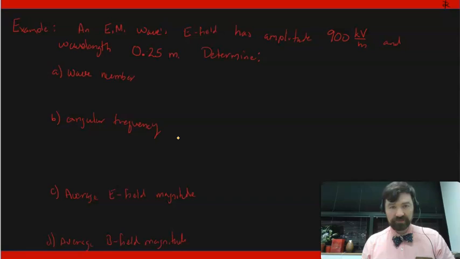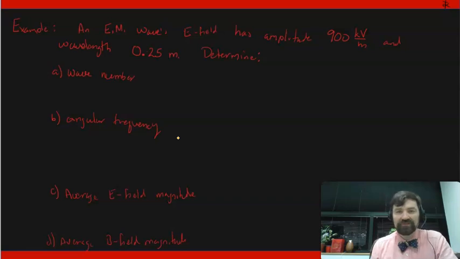So we have an electromagnetic wave whose E field has an amplitude of 900 kilovolts per meter and a wavelength of 0.25 meters. And what we want to know is the wave number, the angular frequency, and then the average values for the magnitudes of E and B field. So let's start with the wave number.